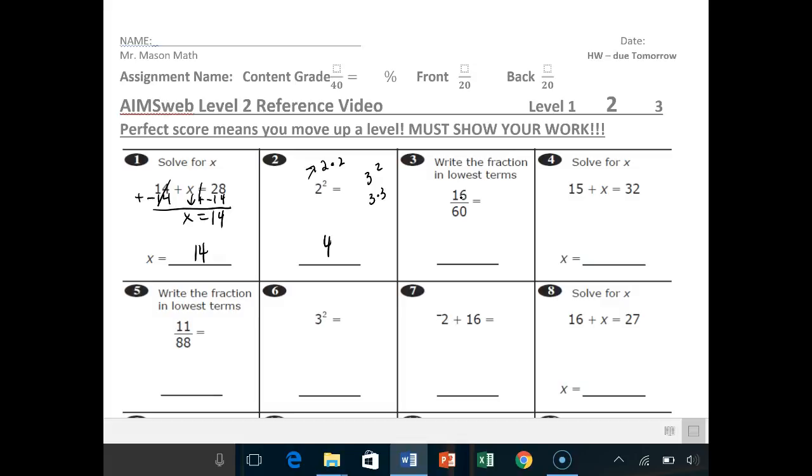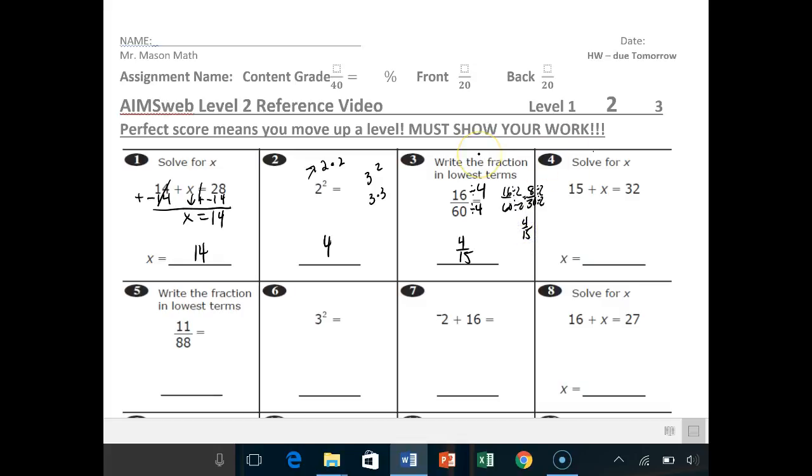So let's go ahead and divide both of those by their greatest common factor, which actually happens to be 4. In doing so, I get 4 over 15. Now, just real quickly, if you didn't know it was 4, you could divide by 2, and you would get 8 over 30, and then you would just divide by 2 again, and that's how you would get 4 over 15. So either way works for you.